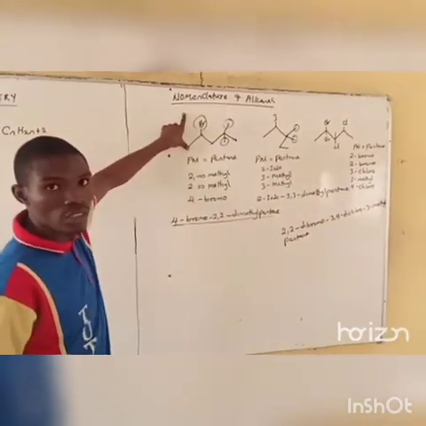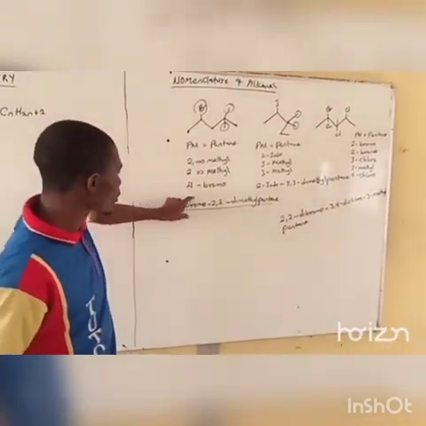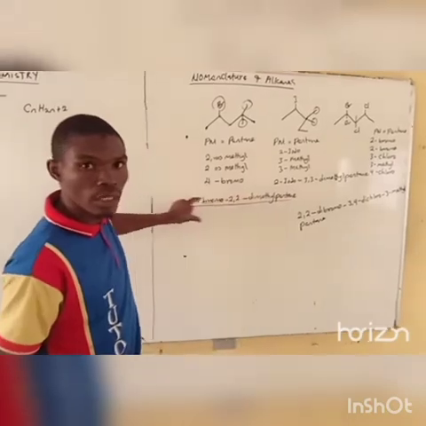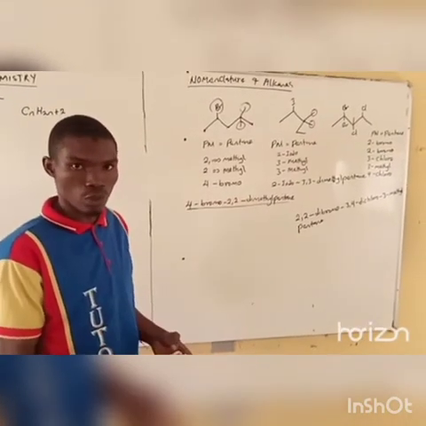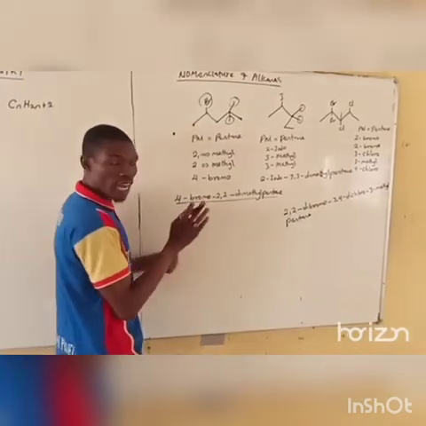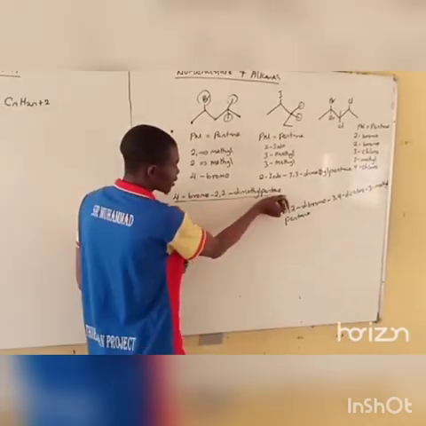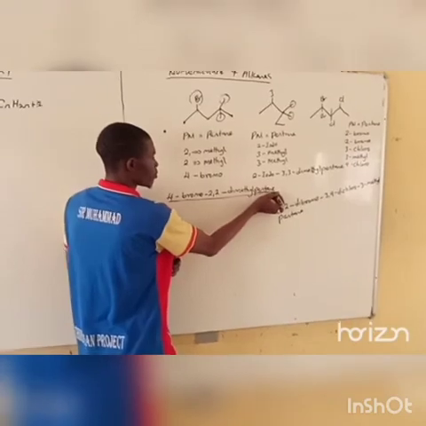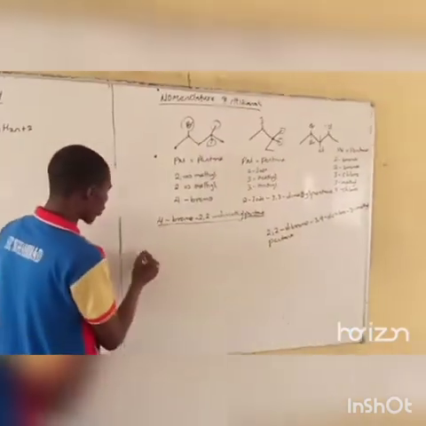One last thing we have to look at is sometimes you may not be given the structure to name. You may be given the name, and they will ask you to locate the structure. So let's see if we can try that. When we ask you to locate the structure, just go to the last name. What is the last name? Pentane, right? So you draw it.